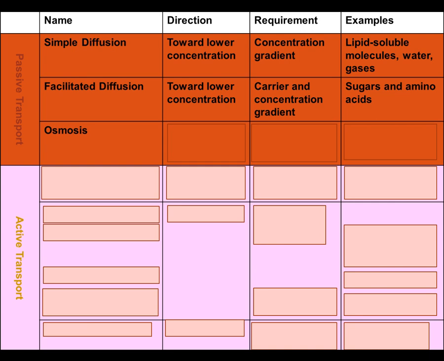So if we're trying to move water from one spot to another, we're still seeing a type of facilitated diffusion, but it's dealing specifically with water. Let me write this word down, aquaporin. Osmosis really is facilitated diffusion. Yes, a specific type of it.